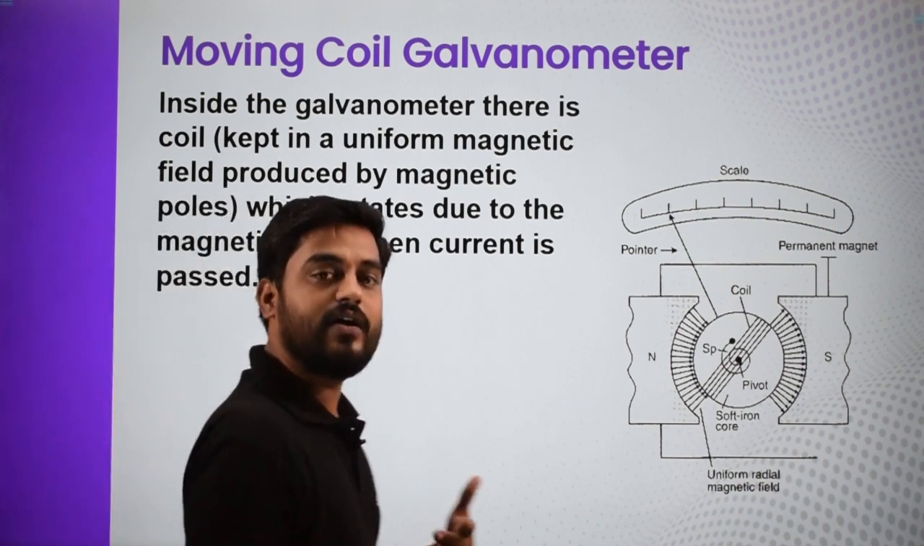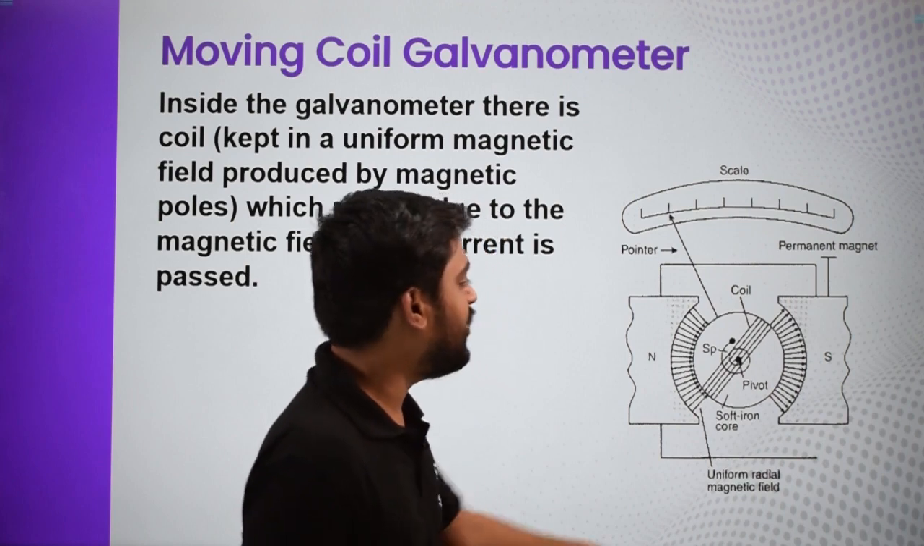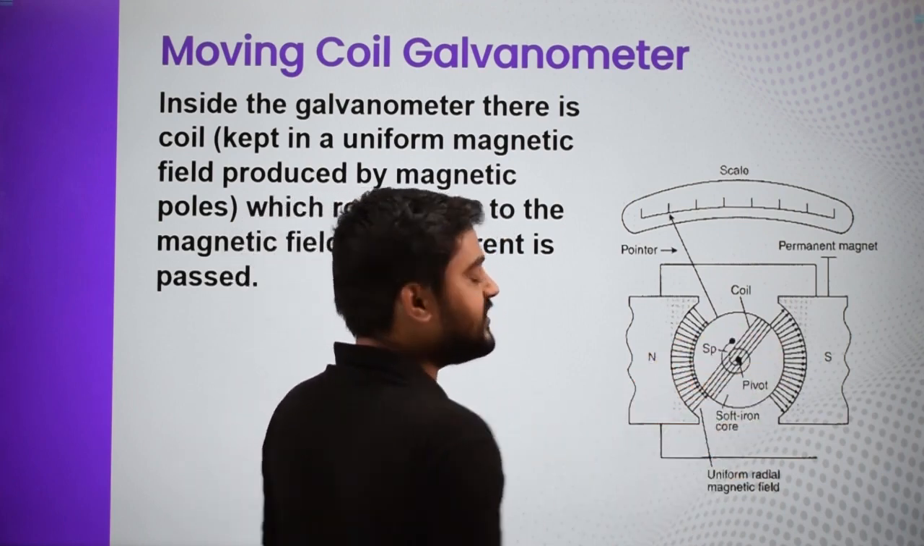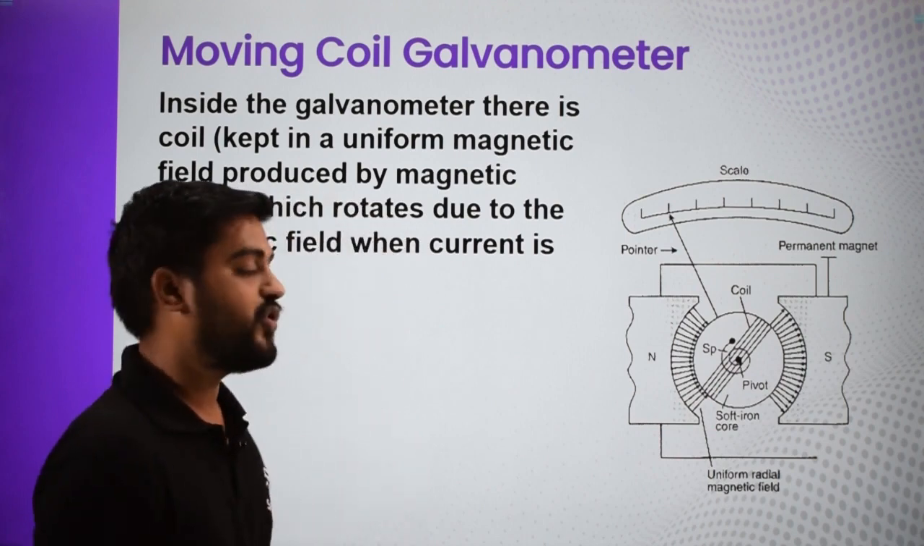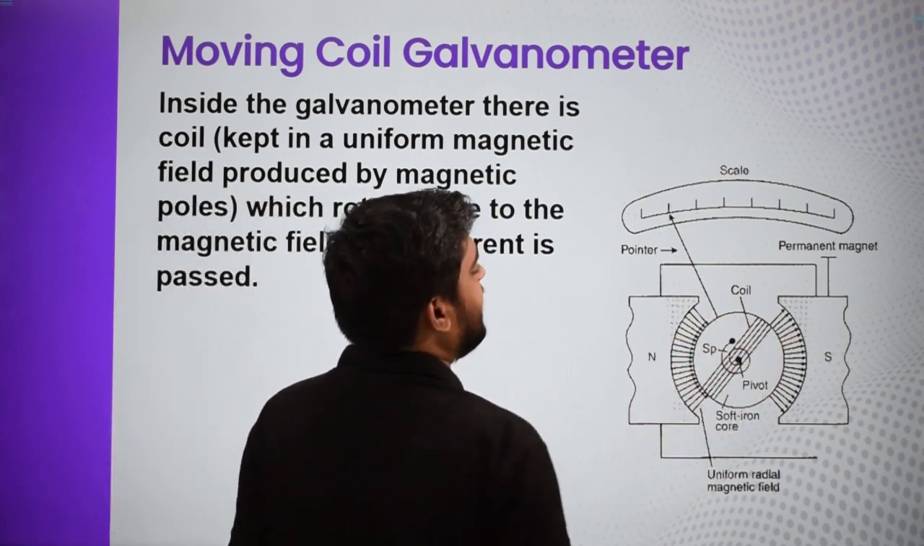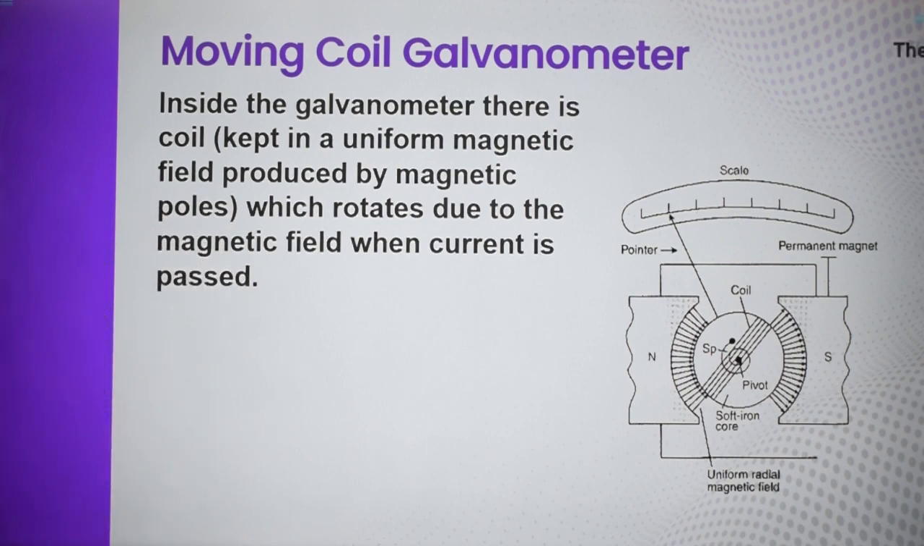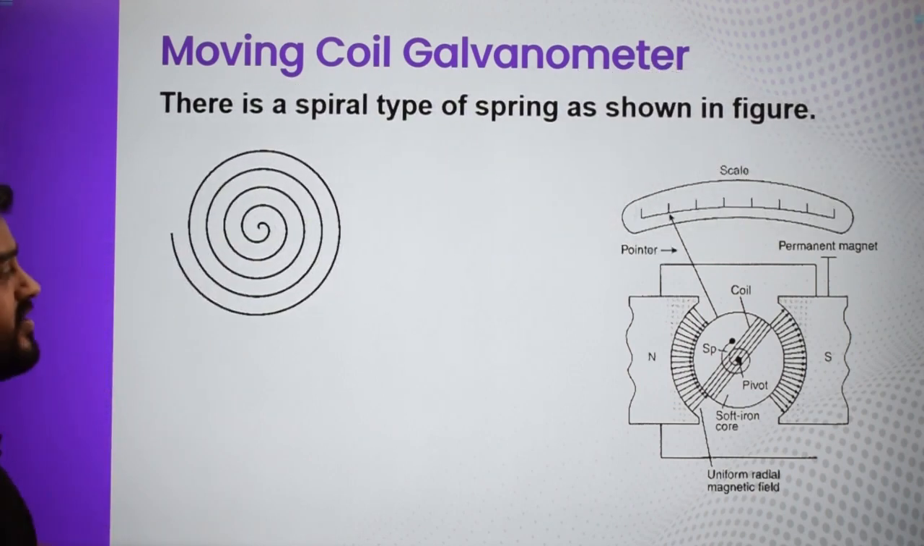So through any galvanometer, current is going to pass. Once current passes, due to that current a torque is going to be developed, and due to that torque the coil is going to rotate, and eventually that is the thing which is going to give us the reading. Now let us understand the concept one by one.